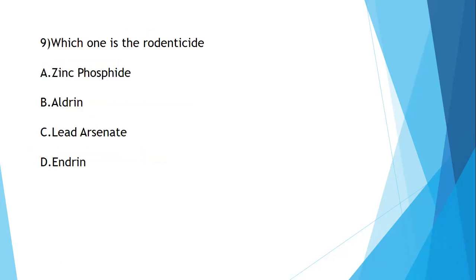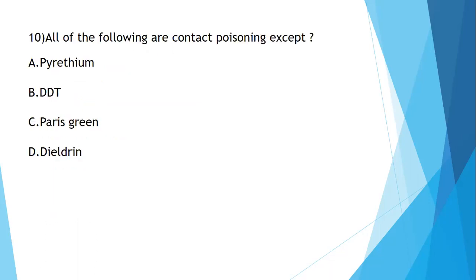Which one is the rodenticide? Zinc phosphide. All of the following are contact poison except pyrethrum, DDT, Paris green, dieldrin. Here the answer is Paris green because it is a stomach poison.